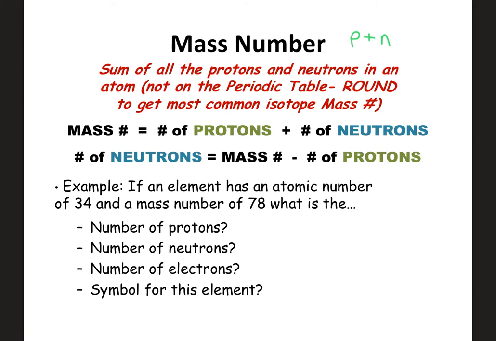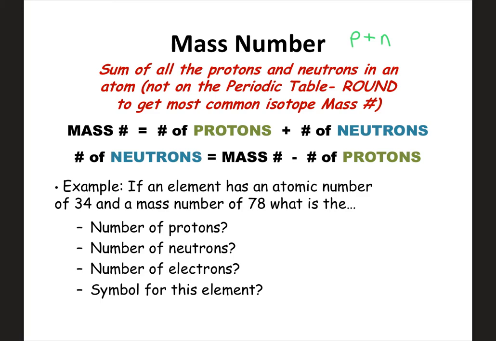So let's try this example here. This example says an element has an atomic number of 34 and a mass number of 78. And then you want to be able to do these 4 things. So I would say right now with your periodic table, pause the video, try it, and when you rejoin, we'll make sure you get the right answers. So pause the video and try it.